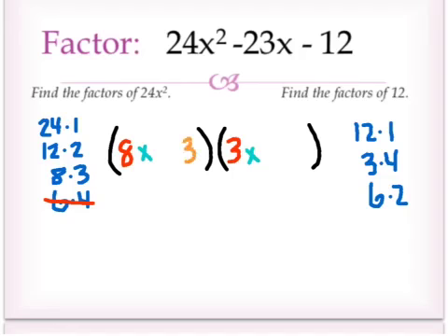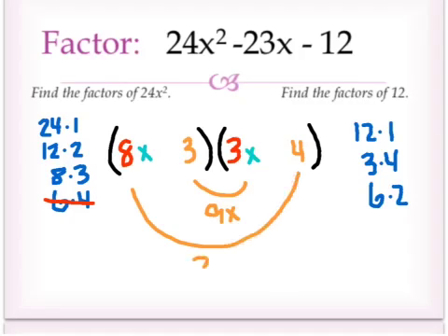If I put the 3 here and the 4 here, well, my inners is going to be 9x. My outers is going to be 32x. Do those add or subtract to give me my middle term? Well, 32 minus 9 is indeed going to give me 23. So it looks like I might have stumbled upon the correct answer.